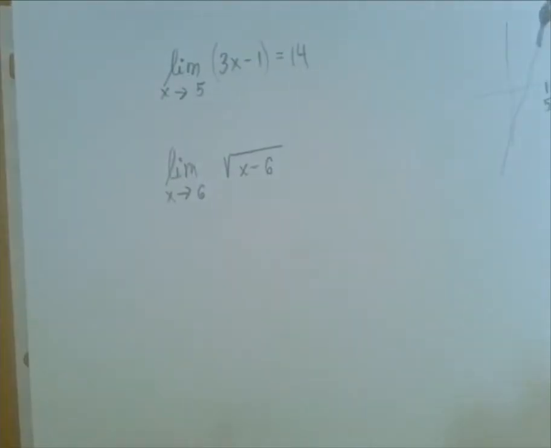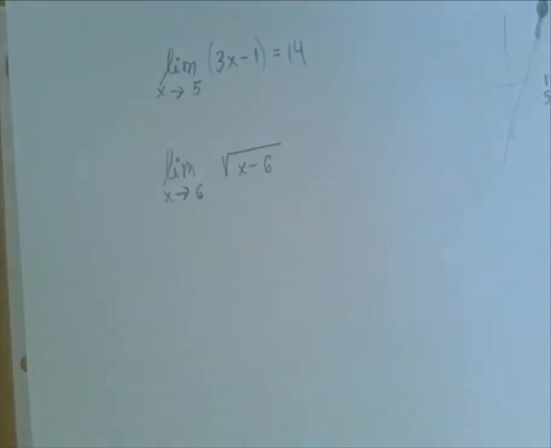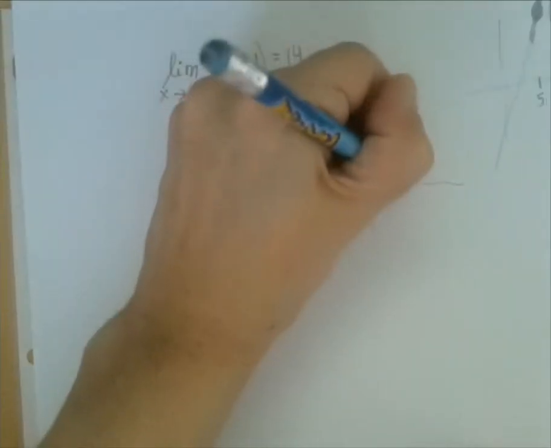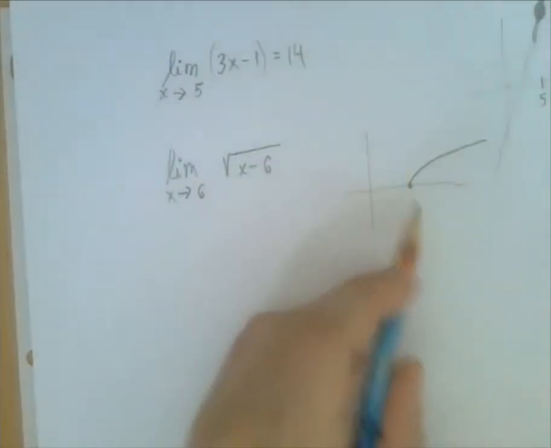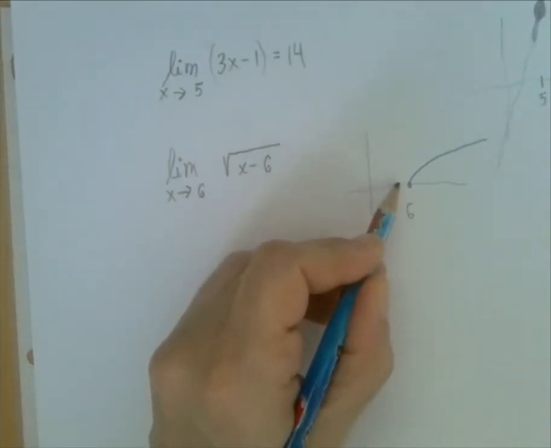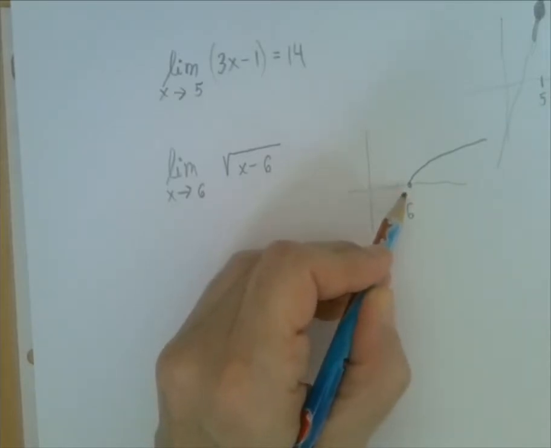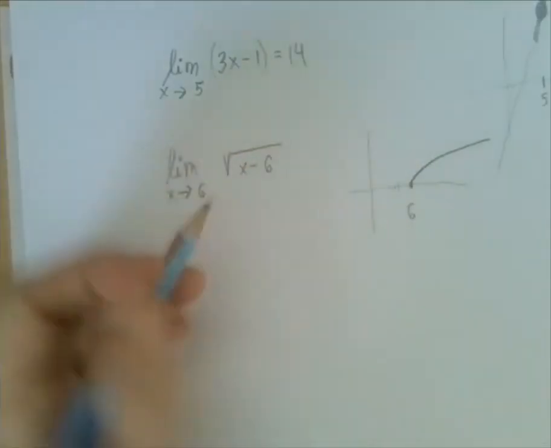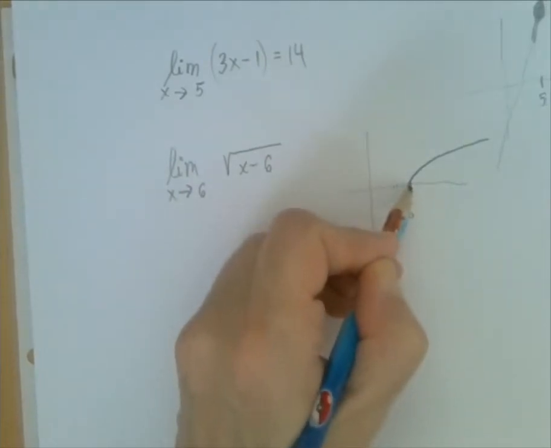Okay, let's see another example. This one is kind of a dangerous one. You have to be careful because our first instinct is to substitute. 6 minus 6 is 0, square root of 0 is 0. So it looks like we have a nice limit of 0. However, that's not the case. If we graph this, the radical would start at x equals 6, right? Which means that if we put in numbers like 5.9, 5.99, 5.999, there is no function. Because we are approaching a number that is a boundary point of the domain, we have to be careful.